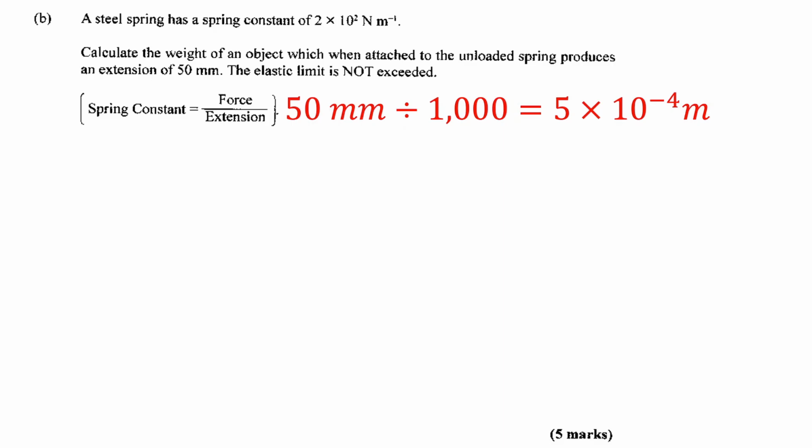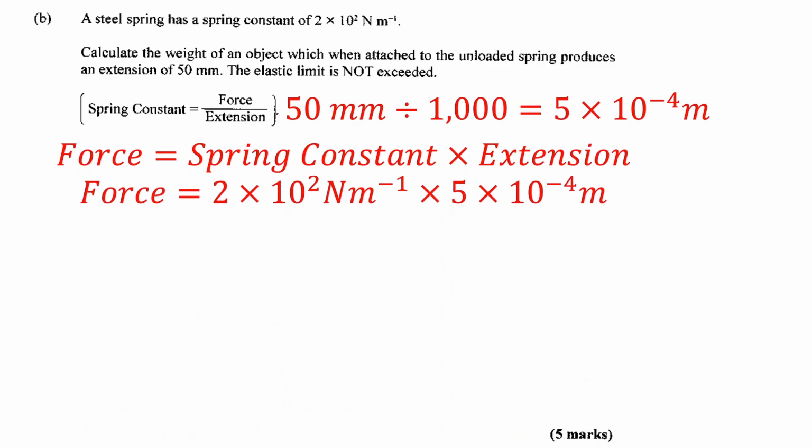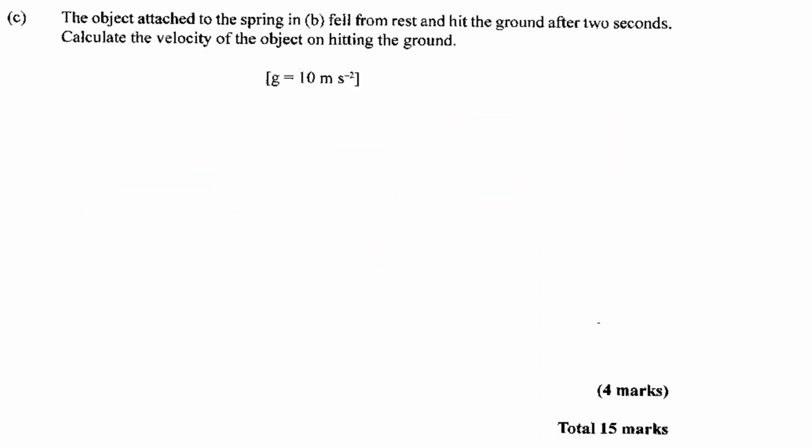Then we need to rearrange our formula to make force the subject. So force will be spring constant multiplied by the extension. Substituting our values, the meters and the per meters are going to cancel out, and we're going to be left with units of newtons. So when you multiply 2 times 10 to the second and 5 times 10 to the negative 4 using your calculator, that will give you 10 newtons. And that's the answer.